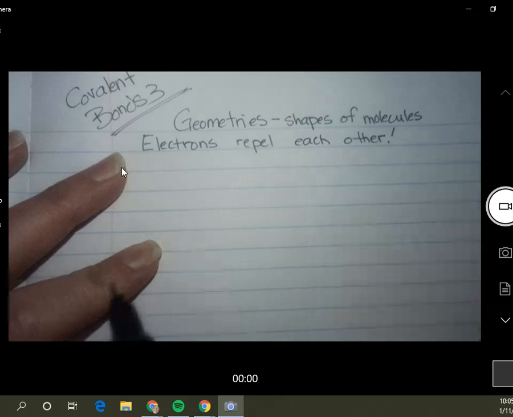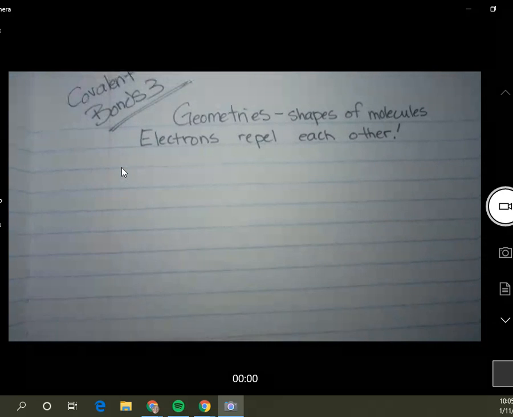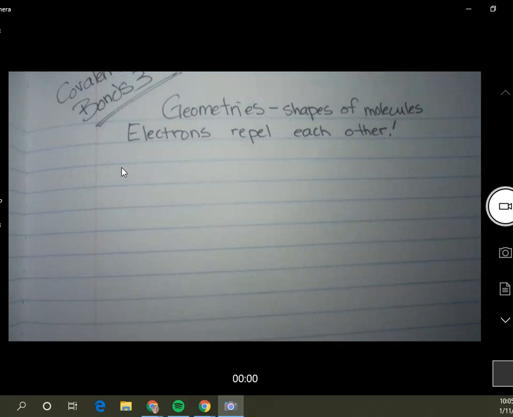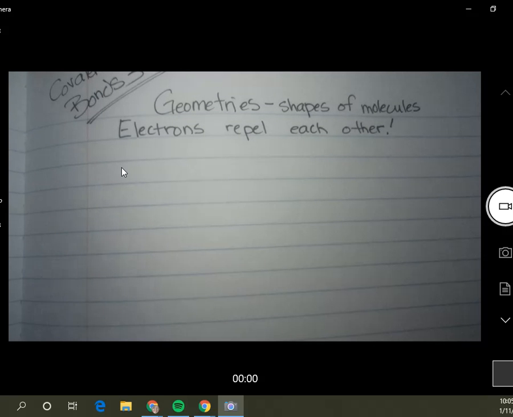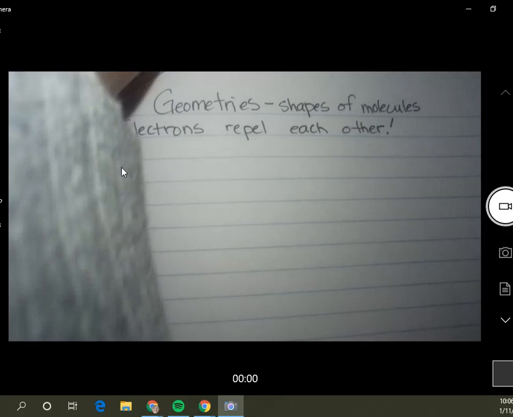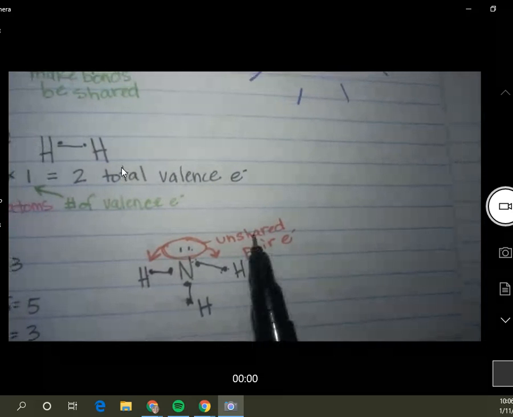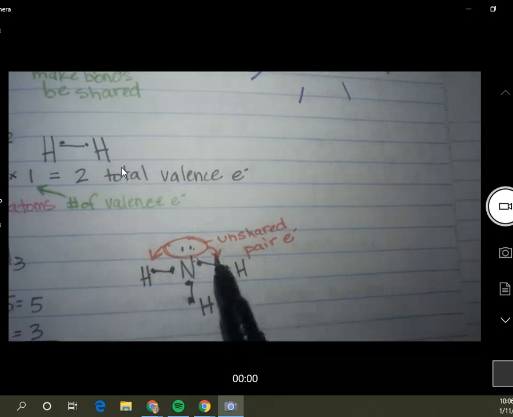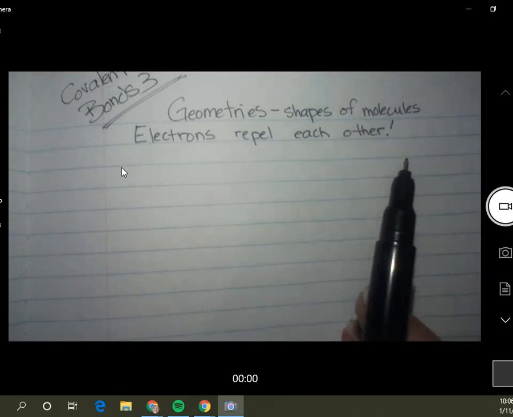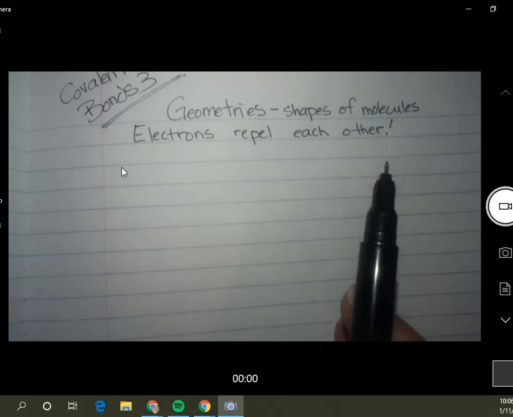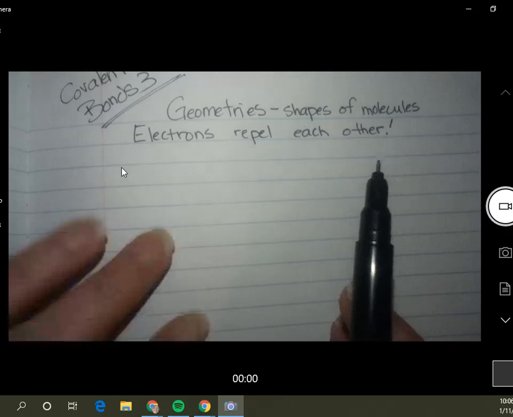And so the other day we talked about unshared pairs, right, of electrons. And we kind of talked about how they push a little bit. Well, the unshared pairs have the strongest repulsion. So we're going to write that down in our notes right now.